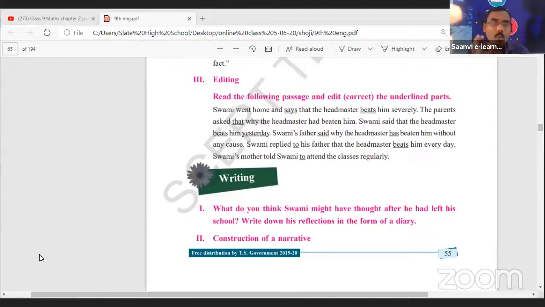Already the linking word "why" is placed there, so you don't need an extra one. So that should be removed. In place of that, you should not add anything, just remove it. That's enough. The parents asked why the headmaster had beaten him.